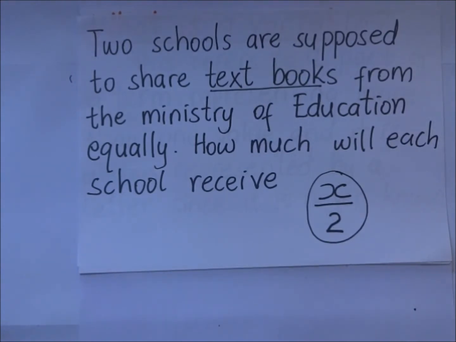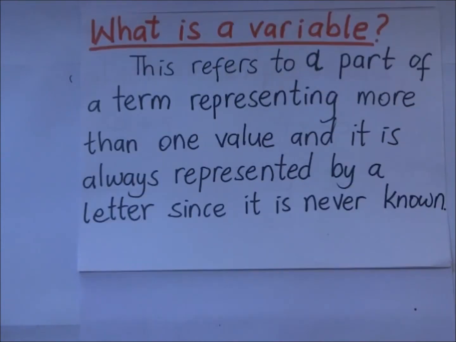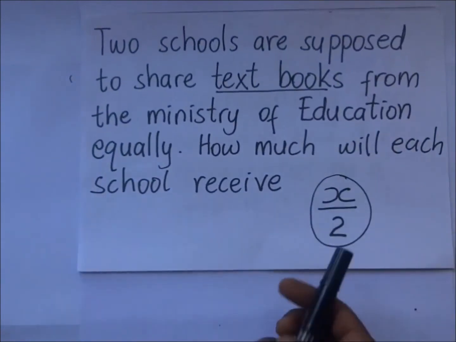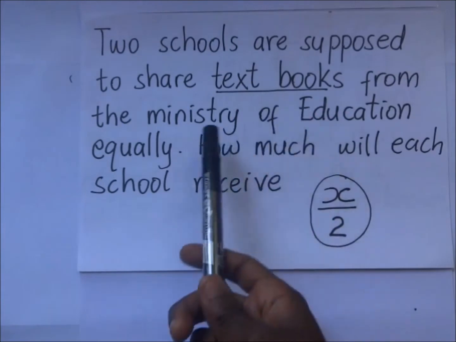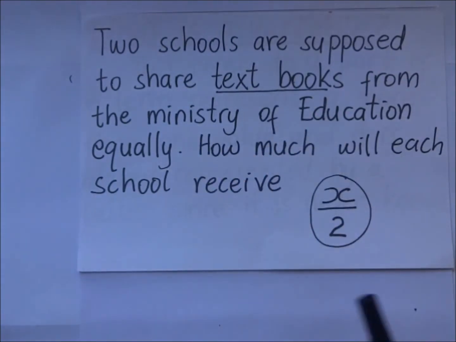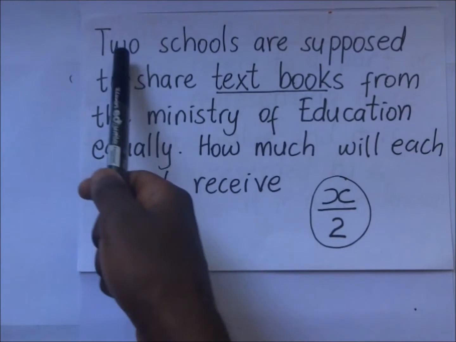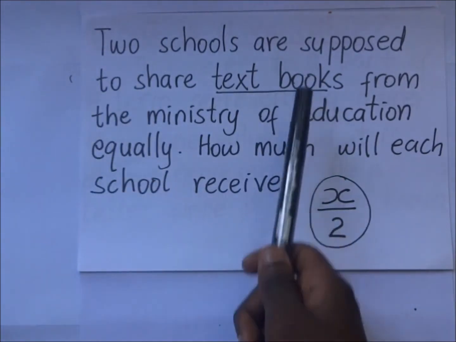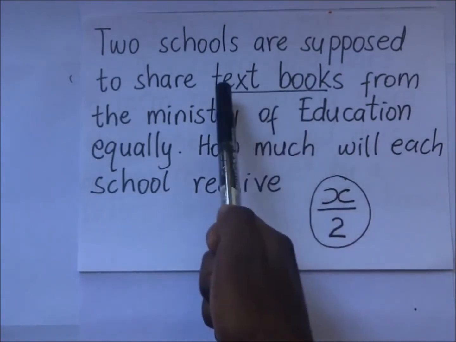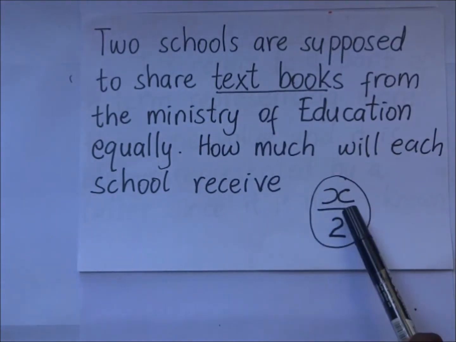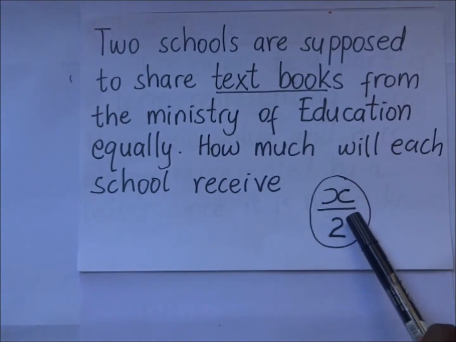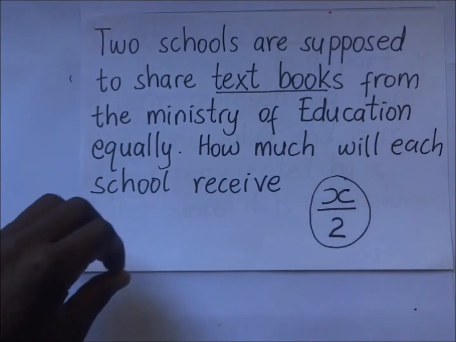It brings us to the next question. What is a variable? A variable is simply a part of a term that is representing more than one value, and it is always represented by a letter since it is never known. Just like in our previous example, we do not know how many textbooks are going to be released by the Ministry of Education. But what we know is that these textbooks are supposed to be shared between two schools. That is why it became a variable X, and we divided it by 2. So this expression X divided by 2 is now our algebraic expression.